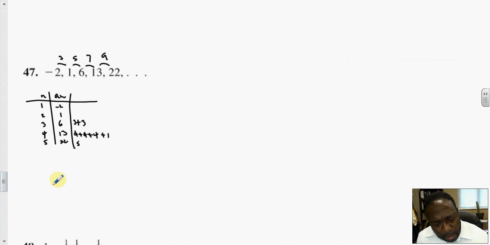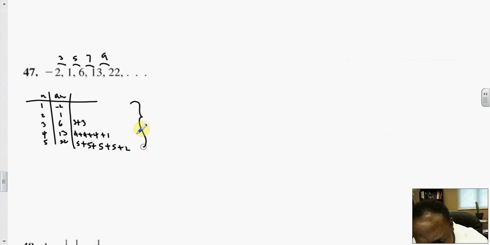So this is 5 plus 5 plus 5 plus 5 plus 2. Okay. All right, so now let's count. Now this is n plus n, right? This is n plus n plus n plus 1. This is n plus n plus n plus n. Now, see if we can build this. So notice, let's count these threes. It's two of them, right? Count, this is three of them. Count these, 1, 2, 3, 4. It's 4 of these guys.